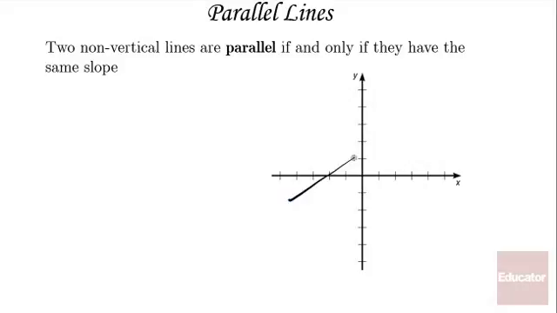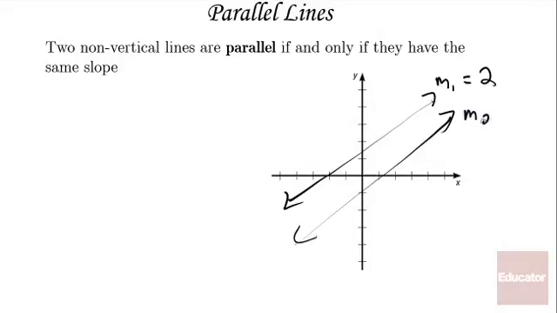So let's say I have two lines on my graph. If this first line has a slope of 2, it is parallel to the second line if and only if the second line has the same slope. So they have the same steepness. If that's the case, these two lines will go on forever, never intersecting.